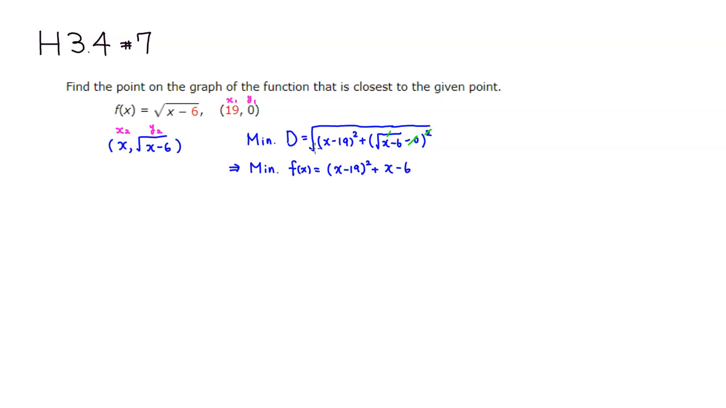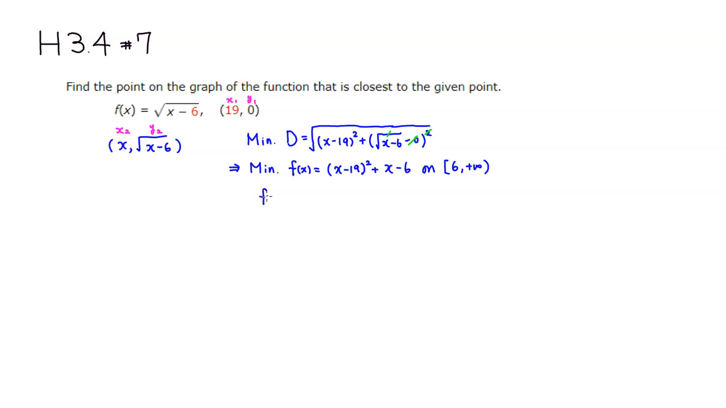So let's find the critical number. Actually, let's see. The x can move from, since the domain is 6 to positive infinity, we have domain 6 to infinity. All right, so let's find a critical number. I'm going to take the derivative.